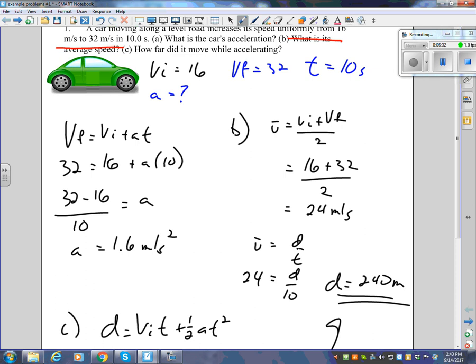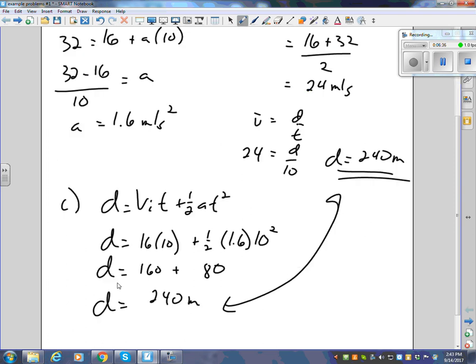Okay? That's my point. Now I want to say this too. What is the 160? Think about d equals v_i t plus a half a t squared. Think of it in a visual kind of understanding. Let's not just talk about the numbers. The v_i t is the 16, which was the average speed, times 10. So if it was moving an average of 16 for 10 seconds, it would travel 160 meters.